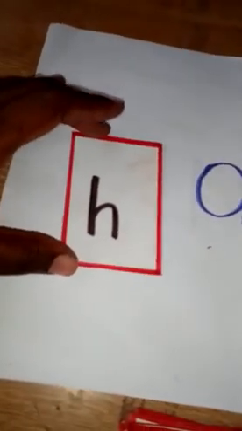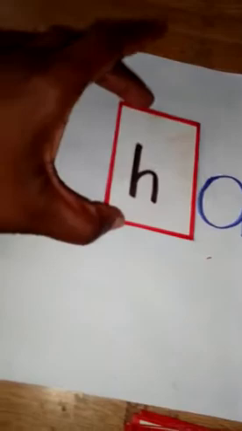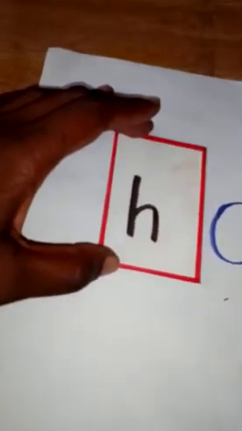Now we have the letter H. This is the letter H. H says h. So we put H and am, and we get ham. Spell ham. H-A-M, ham.